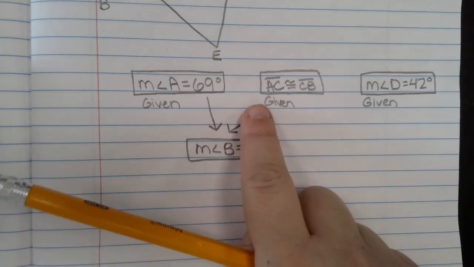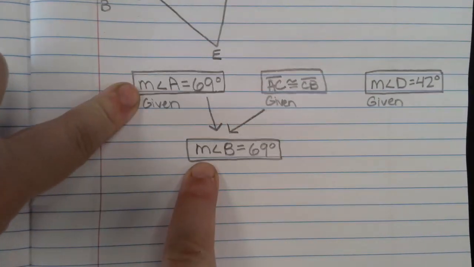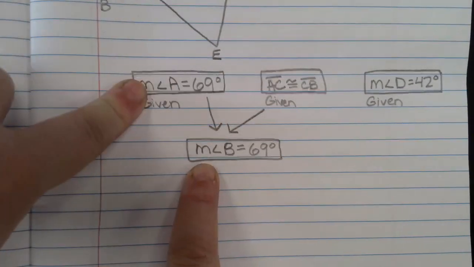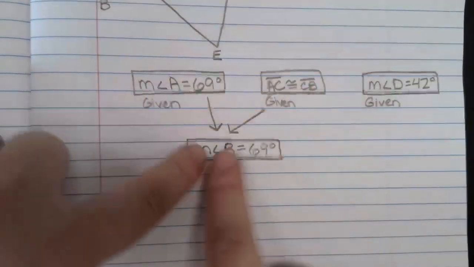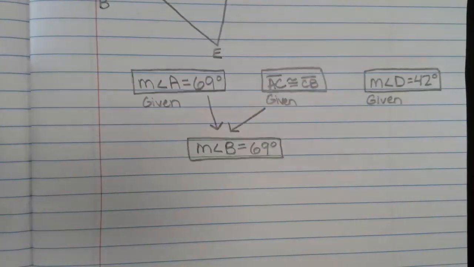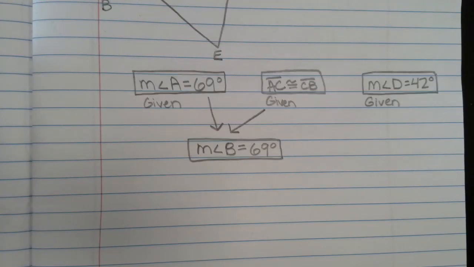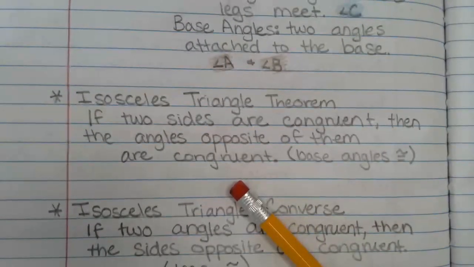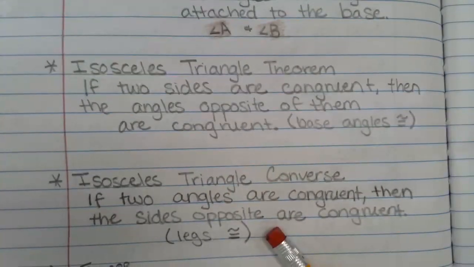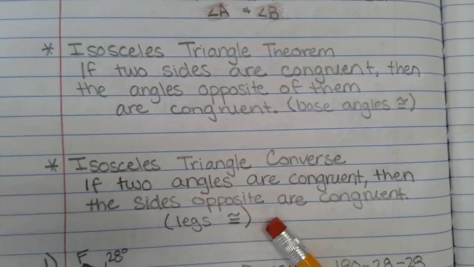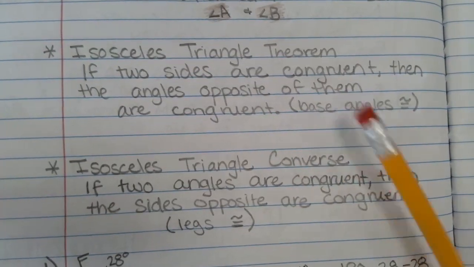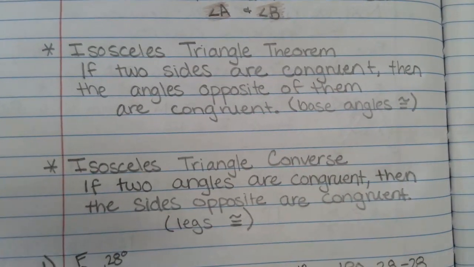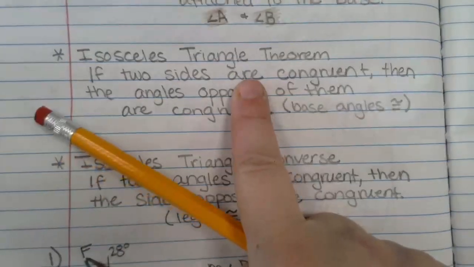Okay, so since the sides were congruent, we knew that these angles would be congruent. And since this is 69, this is also 69. So it comes from both of those ideas. Now as I go back, is that my Isosceles triangle theorem, or is it the converse? What did we start with? Did we start with two sides that are congruent or two angles that were congruent? Sides. So that's just our Isosceles triangle theorem.